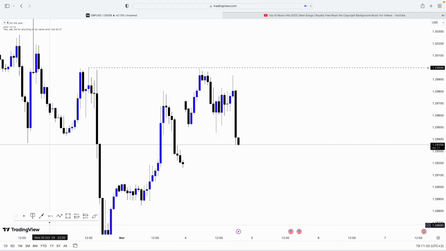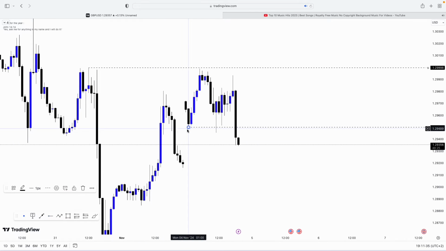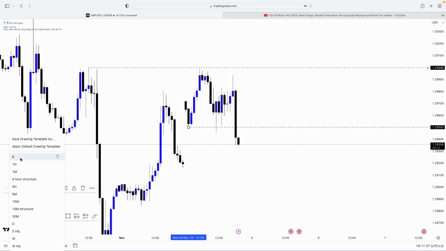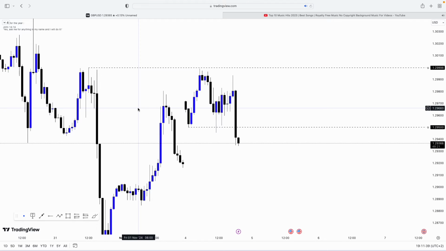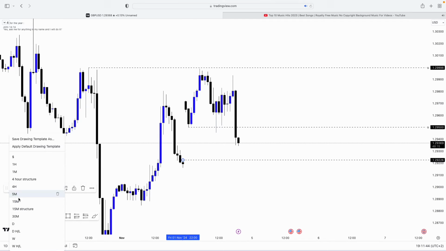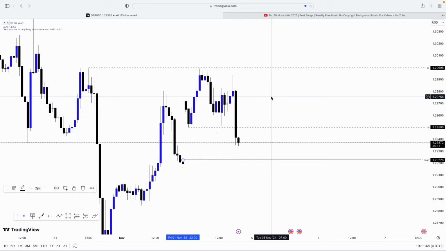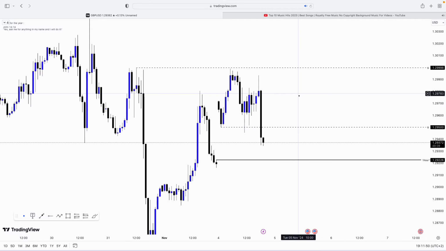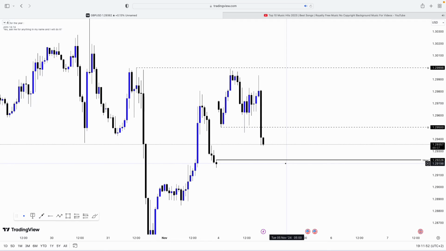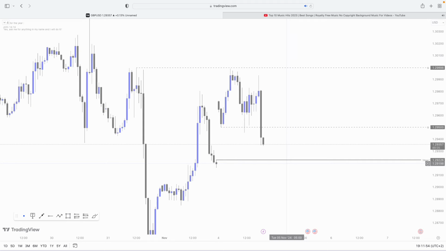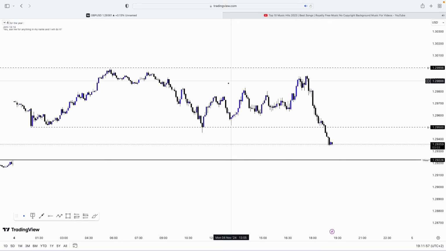If we can just mark out these levels of liquidity, which was one of my targets, and then this one I marked out, which will probably be hit in the next few hours. So now that that's marked out, we can quickly jump into my 5 minutes where I took my trade.